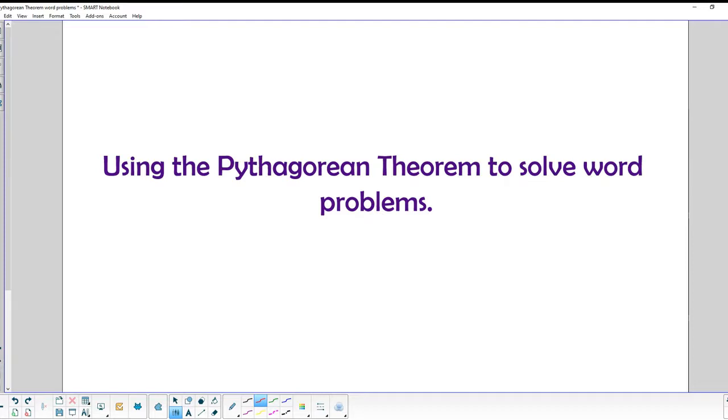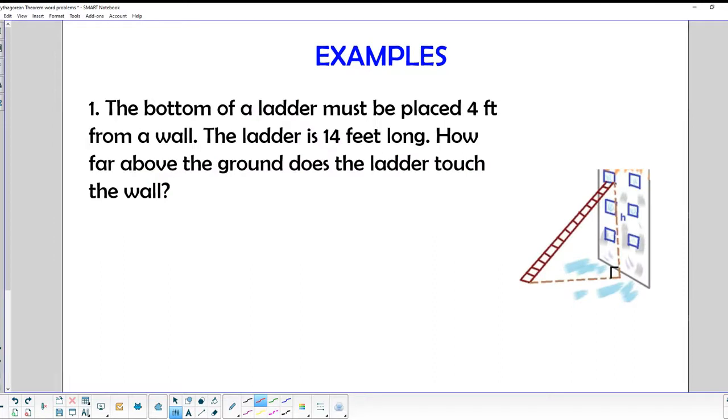Okay, so now that we're getting really good at the Pythagorean theorem, we'd like to solve a few word problems today to help us see how we might use it in real life. So here's a sample problem. The bottom of a ladder must be placed 4 feet from a wall. The ladder is 14 feet long, and how far above the ground does the ladder touch the wall?